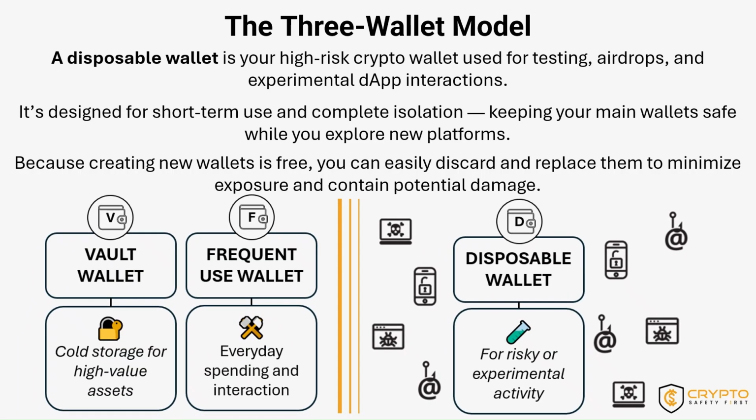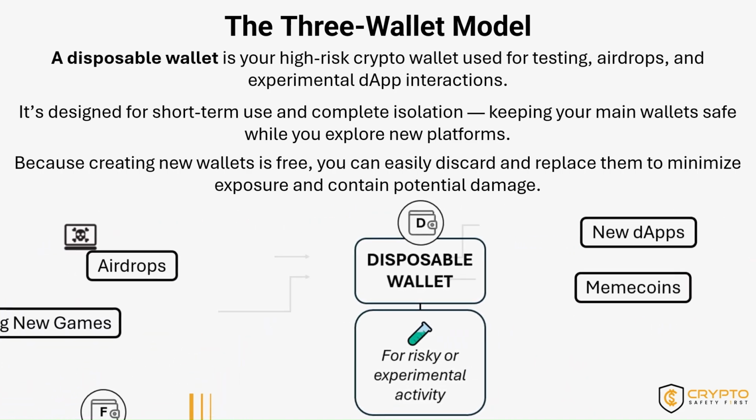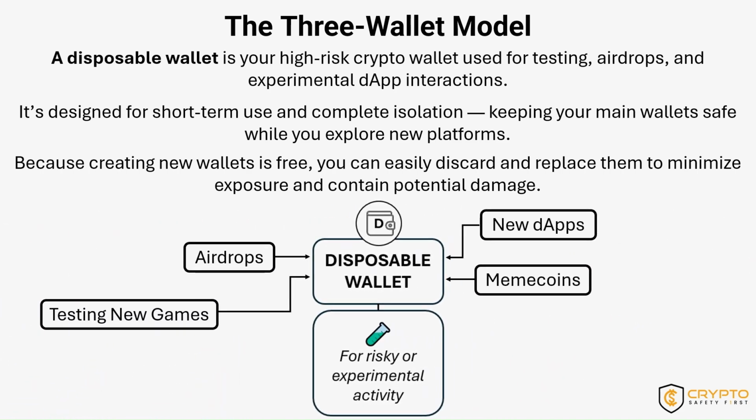The disposable wallet acts as your first line of defense in high-risk situations. It's the wallet you use for airdrops, NFT minting, testing new dApps, or connecting to unfamiliar smart contracts. Think of it as your digital sandbox, designed to isolate risky activity from your main holdings. Its purpose is sacrificial protection. If something goes wrong, only a small amount is at stake.